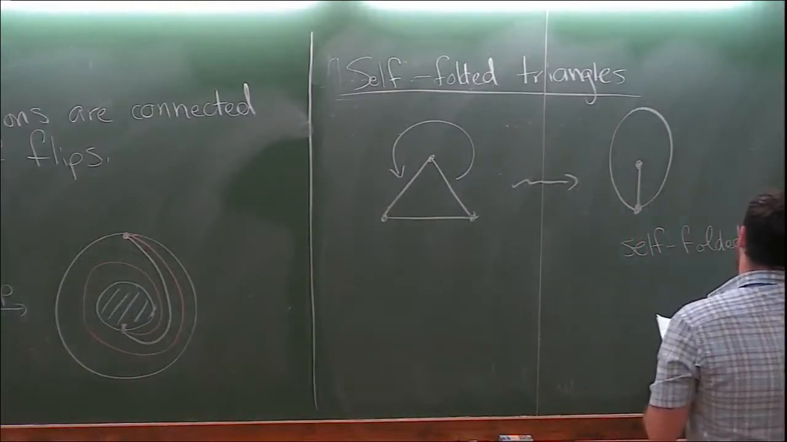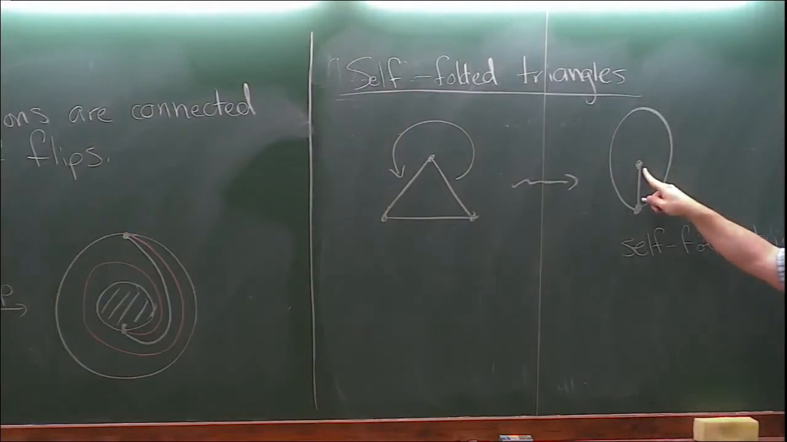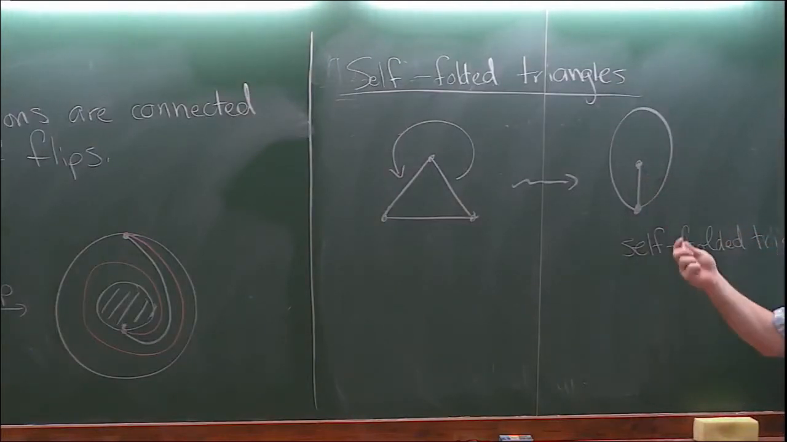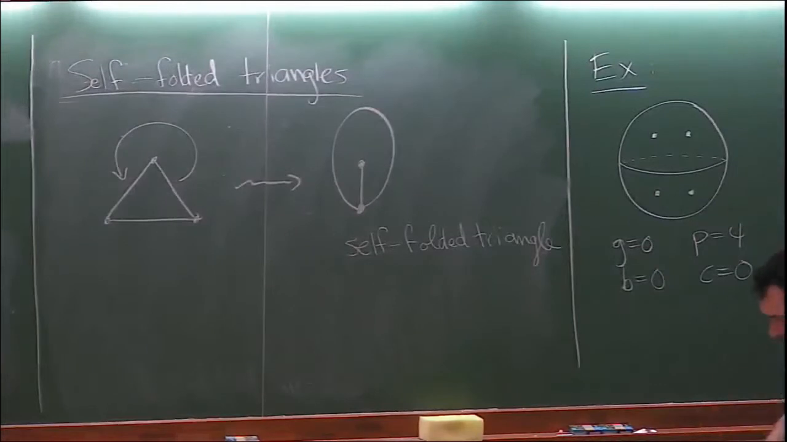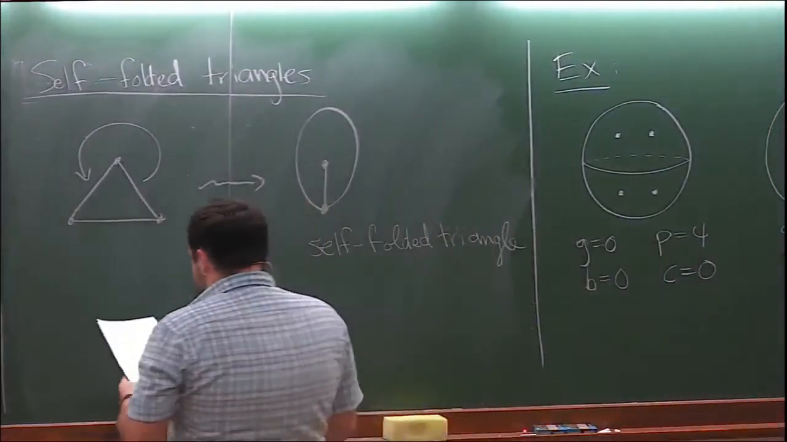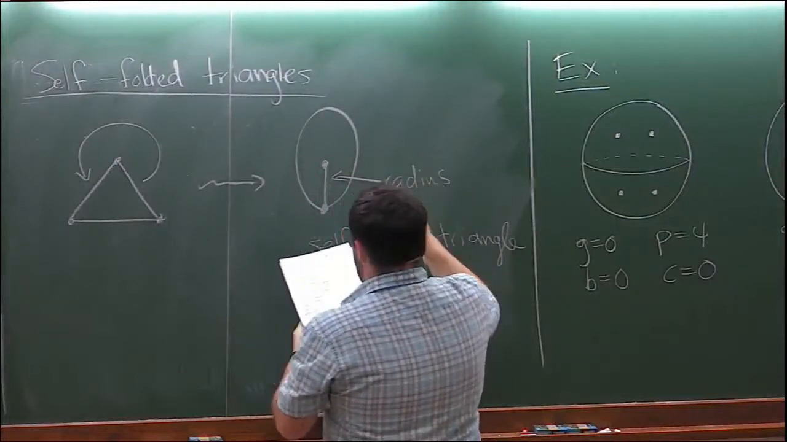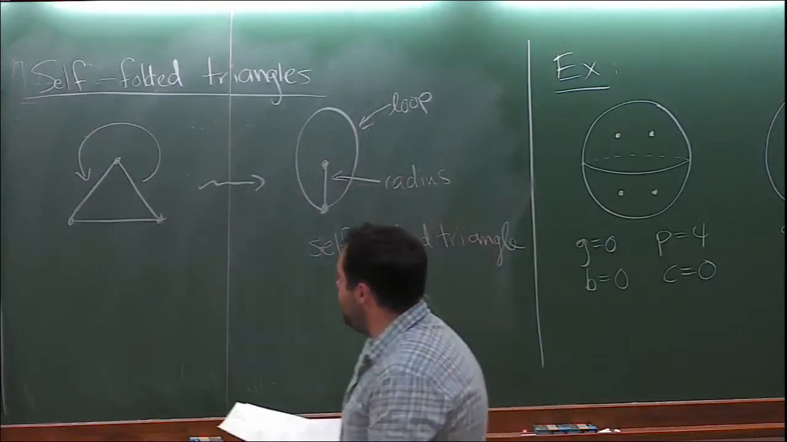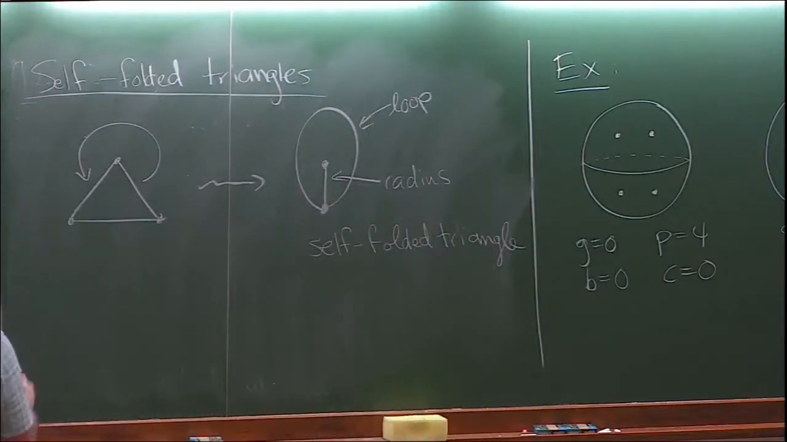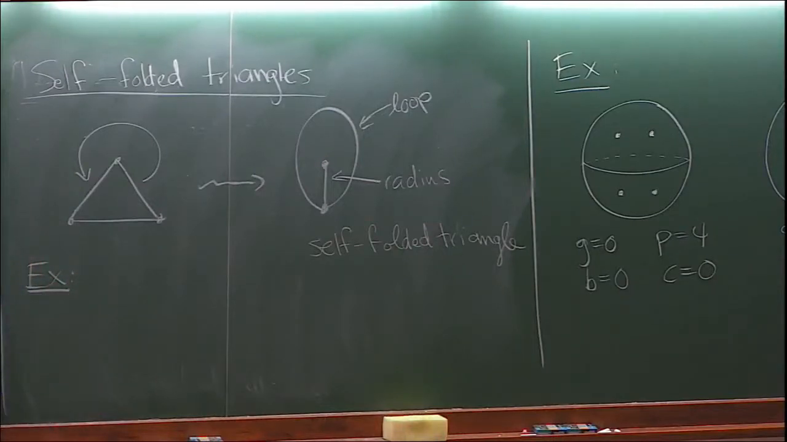And these can pop up in triangulations. They pop up when you have punctures, like this. Right? When you have punctures, you can have these self-folded triangles. Okay? And in all of this theory, these things are the problem all the time. And just some terminology, I'm going to call this a radius of my self-folded triangle. And I'll call this the loop of my self-folded triangle. Okay?